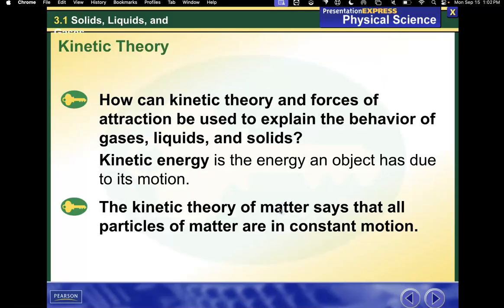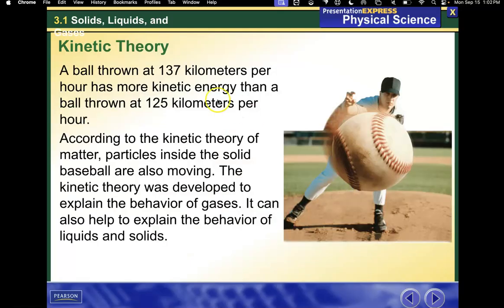How can kinetic theory and forces of attraction be used to explain the behavior of gases, liquids, and solids? Kinetic energy is the energy an object has due to its motion. So the kinetic theory of matter says that all particles of matter are in constant motion. A ball thrown at 137 kilometers per hour has more kinetic energy than a ball thrown at 125 kilometers per hour. According to the kinetic theory of matter, particles inside the solid baseball are also moving.